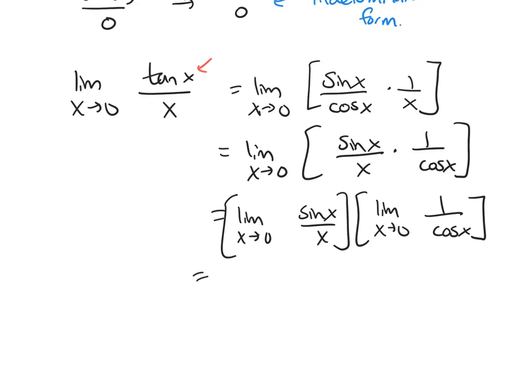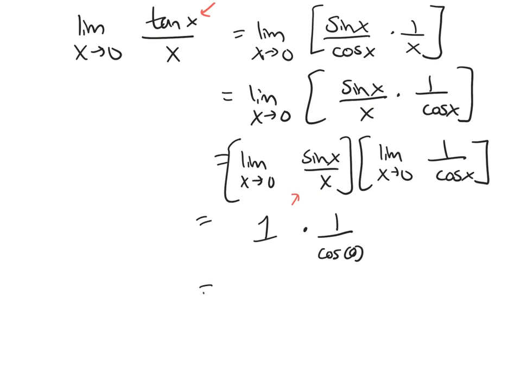And now what happens when I plug in? This first limit right here is one of our special limits. If you look back at the list, this limit is 1. And now if I plug in 0, I'll get 1 over cosine of 0, which is 1. So this is 1 times 1, or just 1.